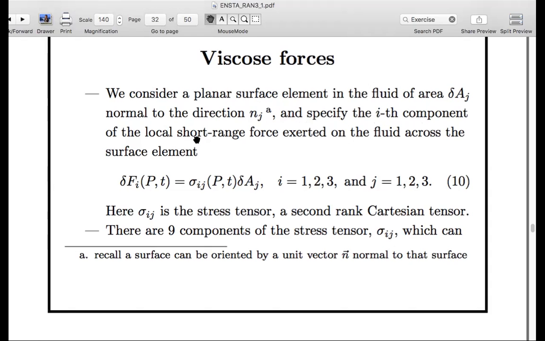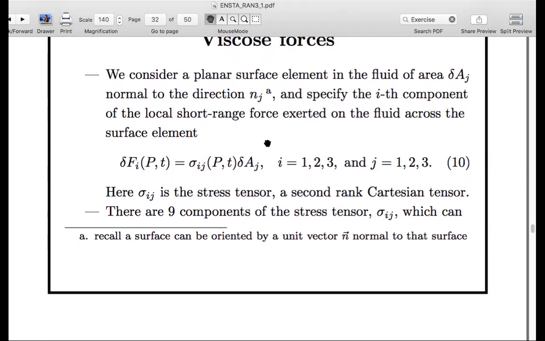And the force, where does it come from? Well, we're talking about surface forces. They come from short range interactions between the molecules. So in other words, it's a force I want to describe per unit area. And you suspect that it will be proportional to the area.